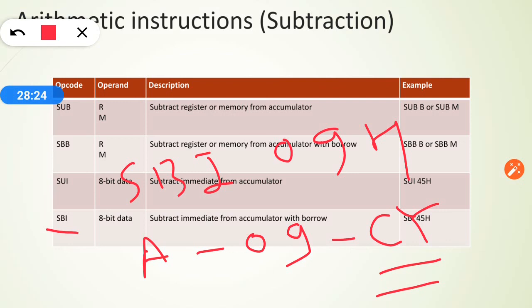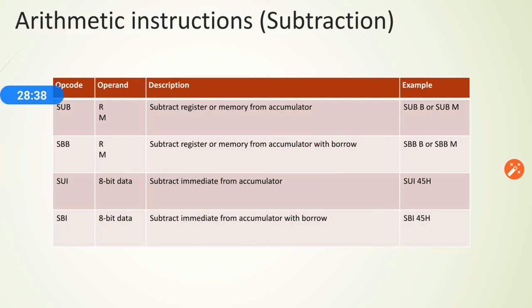If borrow is generated from a previous subtraction, that means whenever we are performing multiple subtractions, at that time borrow may be generated, so that borrow gets subtracted if we use this SBI command. So this is all about subtraction.